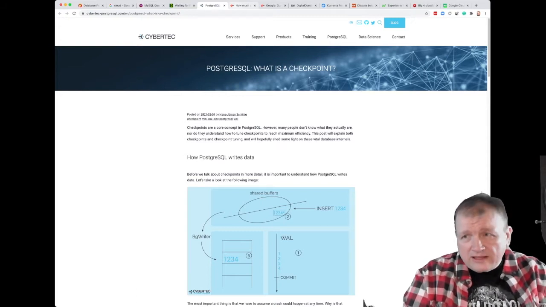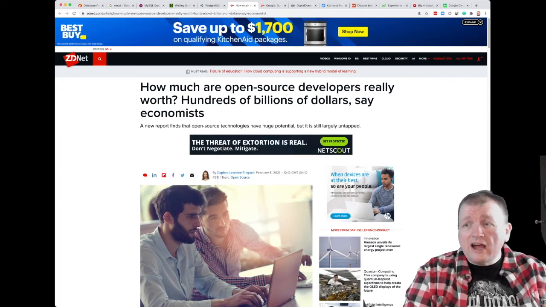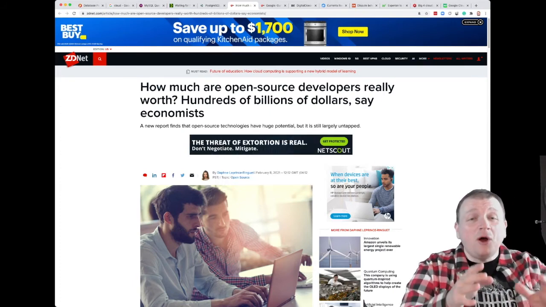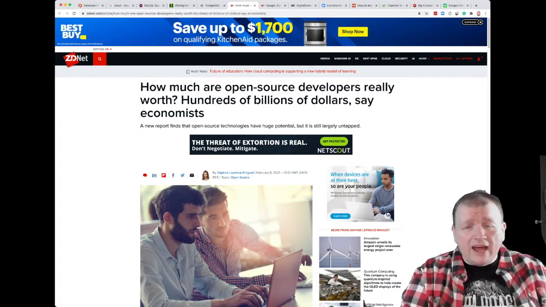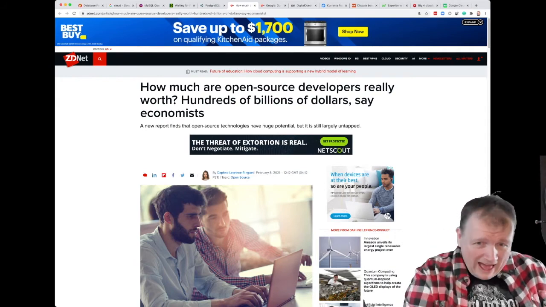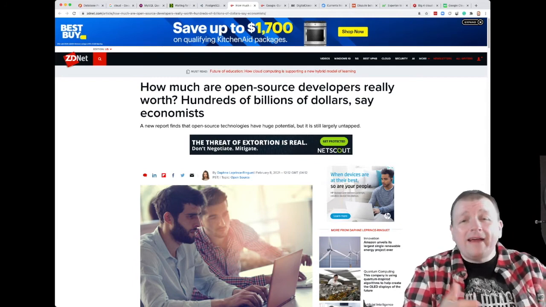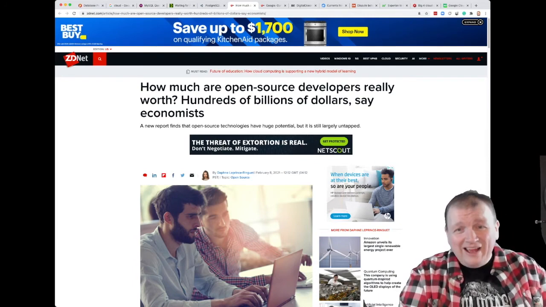Now, moving outside the blog space, there's an interesting article here on how much open source developers are really worth. So all of you out there in open source land, evidently we're all worth hundreds of billions of dollars. How many of you see those hundreds of billions of dollars? Probably not a lot, but hey, it looks like this is why open source is becoming so popular as a quote-unquote business model.